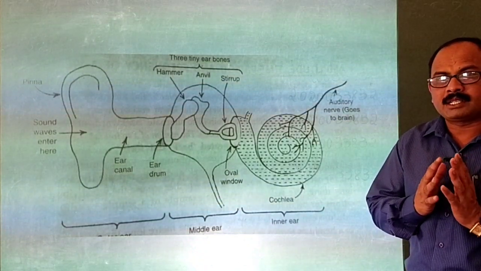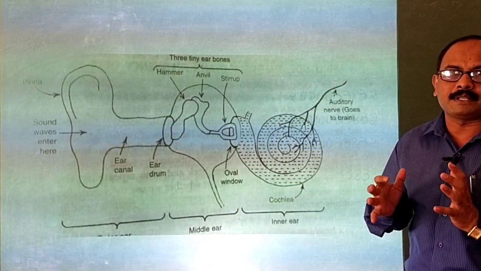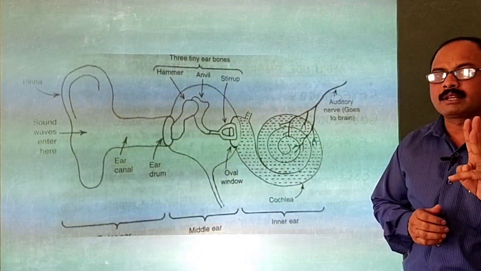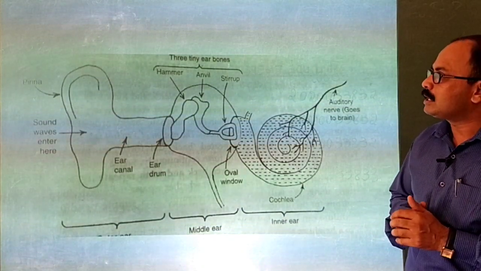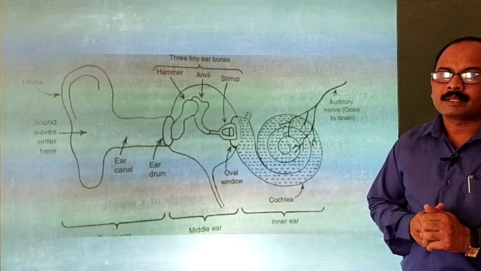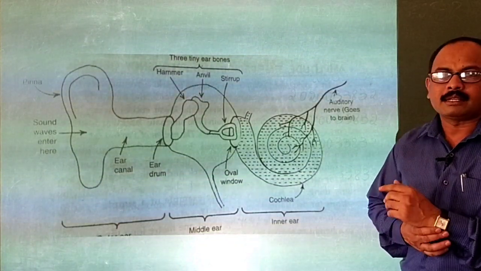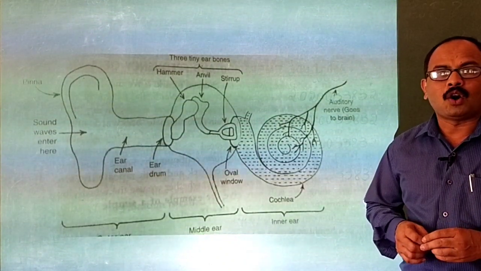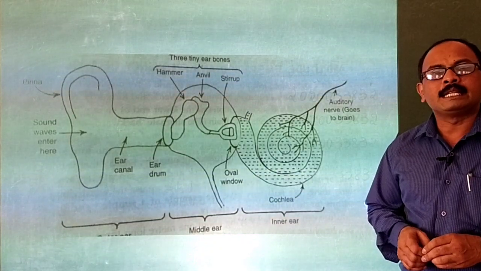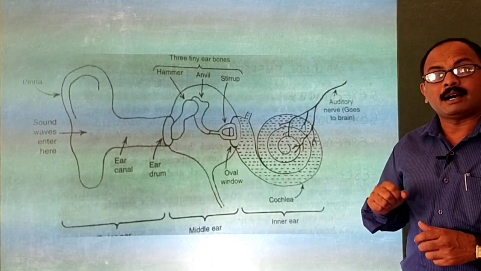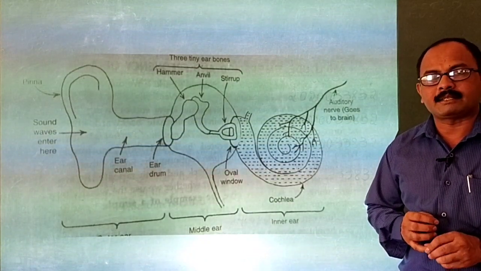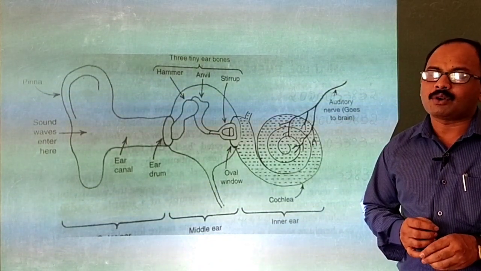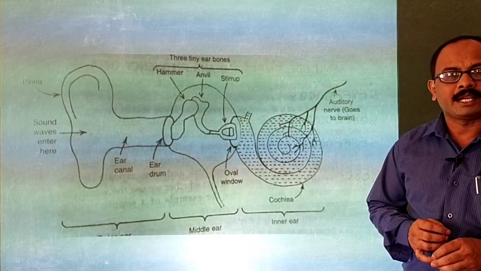The ear drum vibrates. This vibration gets transferred into the middle part of the ear through the three tiny ear bones. They are hammer, anvil and stirrup. Then this vibration reaches the inner ear. There we have a special nerve called the auditory nerve. This nerve takes this vibration and reaches the brain. The brain senses the sound and it is nothing but hearing. Sound is a form of energy which causes the sensation of hearing.